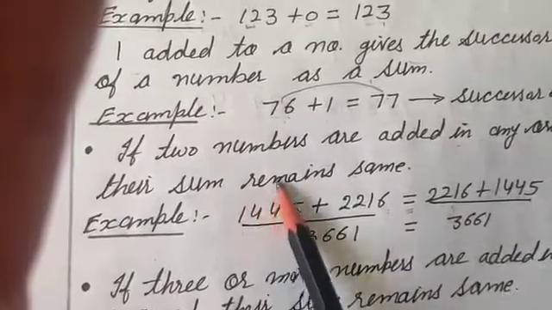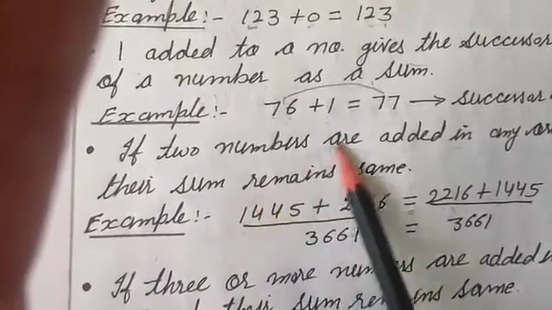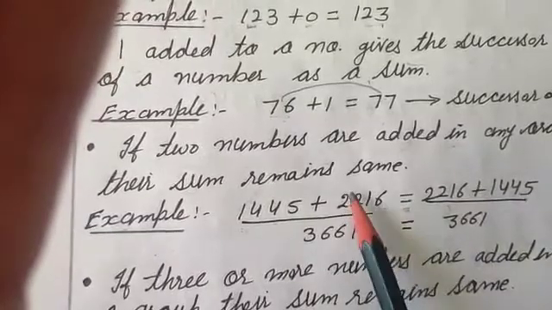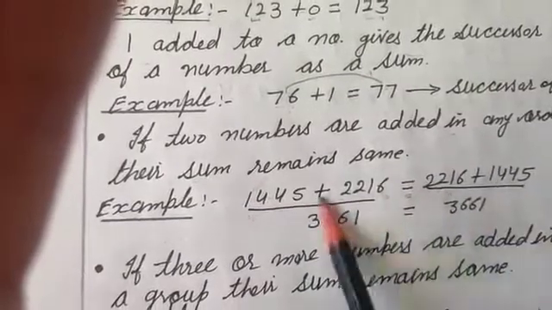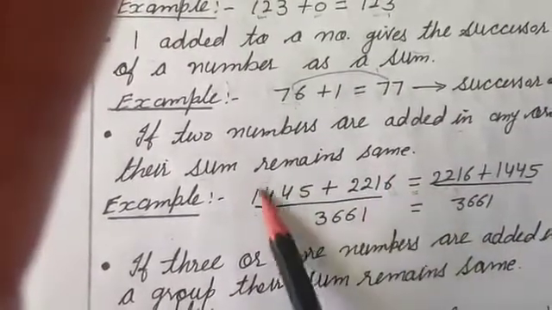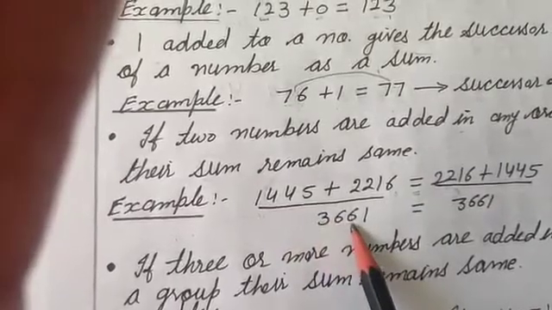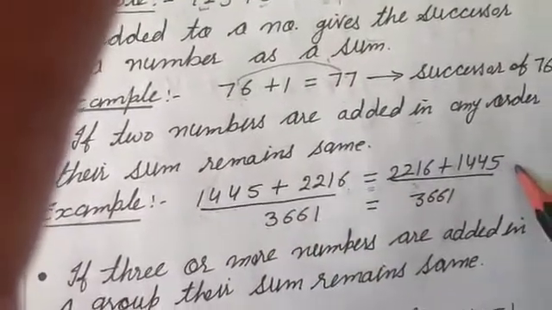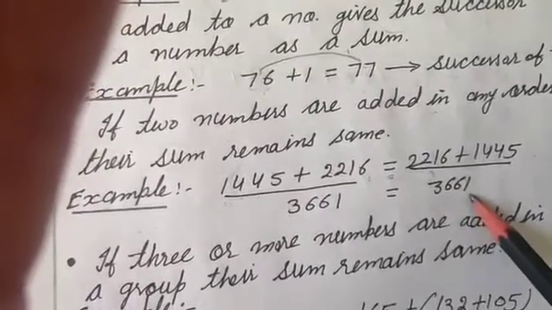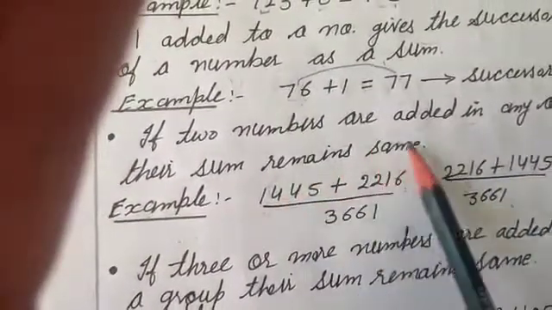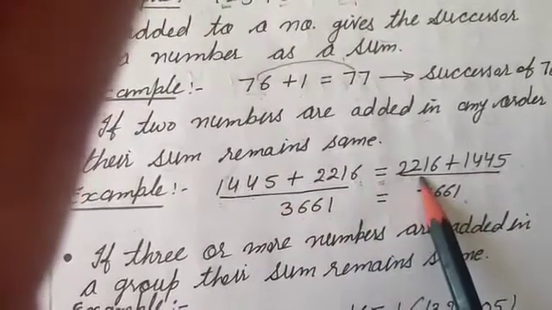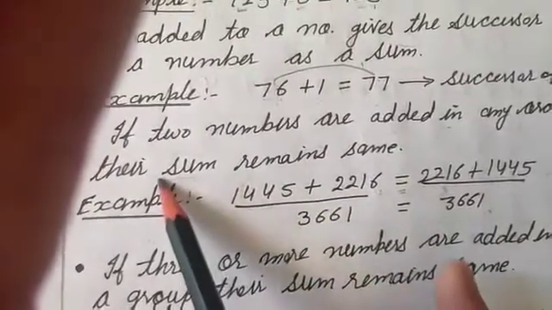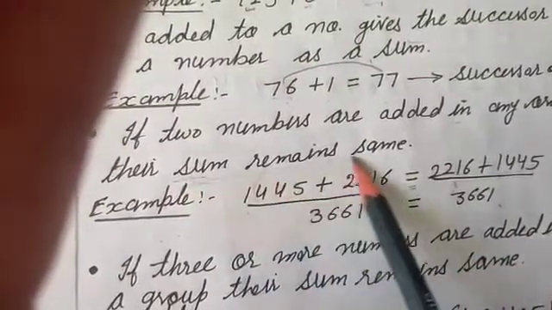Firstly 1445 was at the first place, now it is at the last. Here 2216 is at second place, now it becomes first. But the numerals remain the same. So when we do the sum here, we will find the sum 3661. When we add these two numerals in the other order, the sum will also be the same. It means if we change the order of the numerals and the numbers are the same, then the sum will remain the same. No effect on the sum. Clear? The fourth property is there.